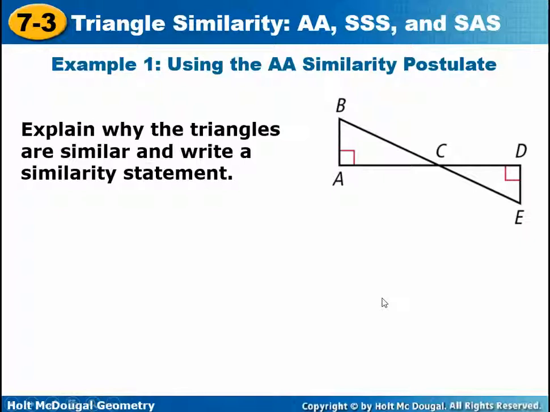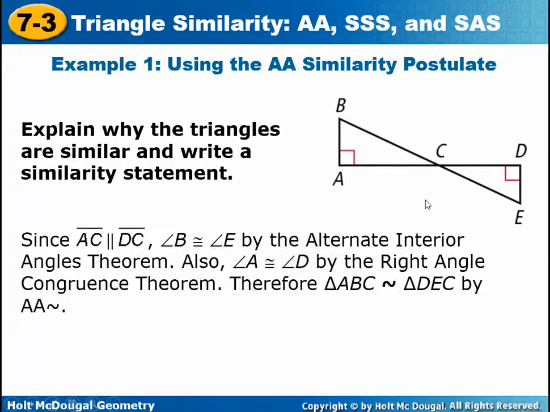So let's see if AA works with this. We have triangle ABC and triangle DEC here, and we know that angle A is congruent to angle D because they're both right angles. Also, remember vertical angles? When you write an X, vertical angles are on the opposite side of that X. So these two angles will be congruent to each other. So let me mark those congruent, congruent, congruent.